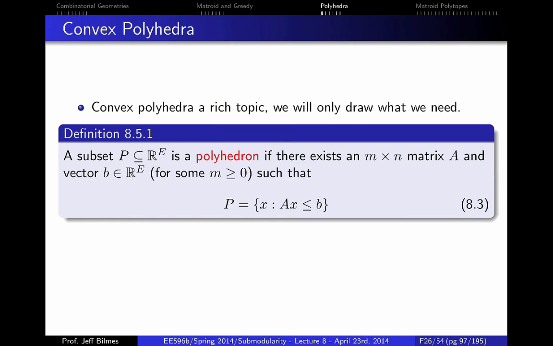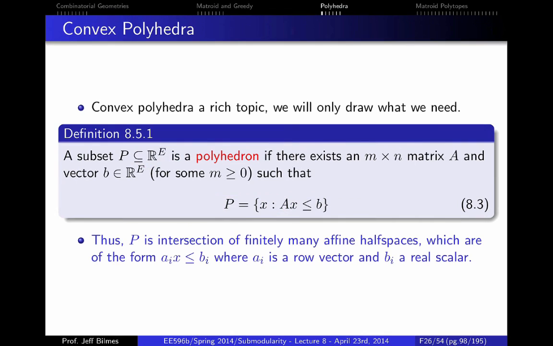So a polyhedron in Euclidean space like R^E. So everyone should be familiar with what R^E means, right? At this point, it's basically just an n-dimensional space where the dimensions are indexed by elements of the set E, and E is the ground set. And we're saying it's a polyhedron, which is not a polytope. It's possibly open if there exists an m by n matrix A and a vector b such that this set of points can be described by all x that satisfy that inequality.